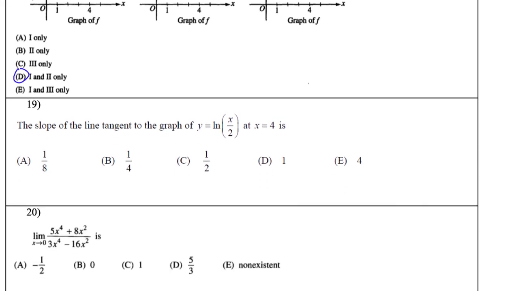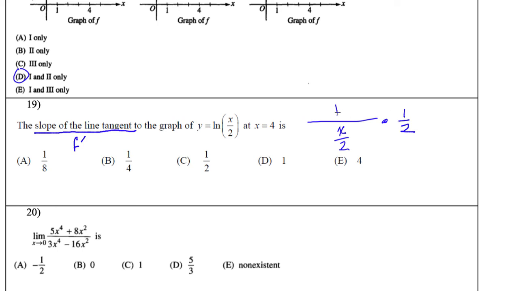Number 19, the slope of the line tangent. Every single time that I see this word, slope of the line tangent, immediately be thinking f prime. This is from our unit right now, from unit 2. When I'm doing f prime, I'm going to have to take the derivative. The derivative of natural log is 1 divided by x over 2. And then don't forget your inner. The inner is x over 2, so the derivative of the inner is 1/2.